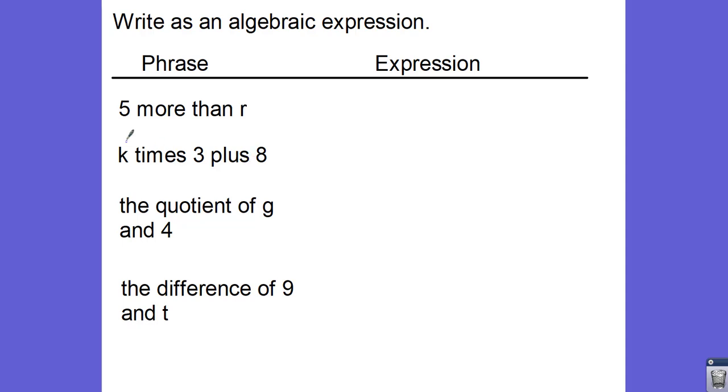Okay, in this first one, it says 5 more than R. Well, the 5 more than means I'm going to add 5 to the R. So this should be R plus 5. Now, some of you are going to say, but Mr. Nash, isn't 5 plus R the same thing? Yes, okay, it is.